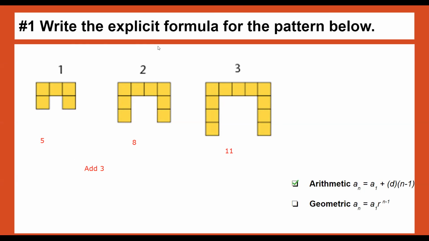So let's start to build our arithmetic sequence. We're going to say a sub n, and I'm going to use function notation to represent this, just so I can do this quickly. So a sub n equals a sub 1, my first term, so this is 5. Now I'm adding my common difference. I'm adding 3 each time. So that's my common difference. And then I'm multiplying that times n minus 1, n being my term number.